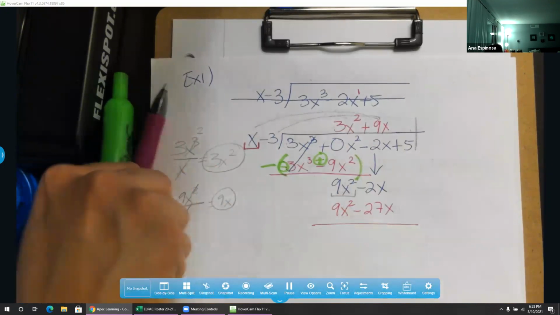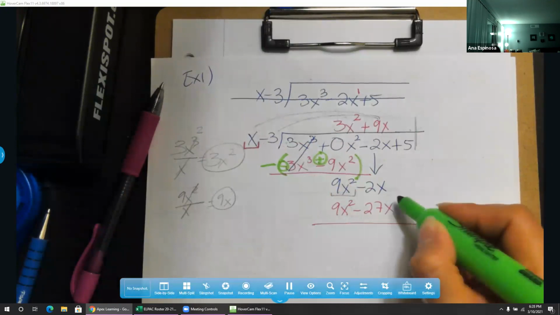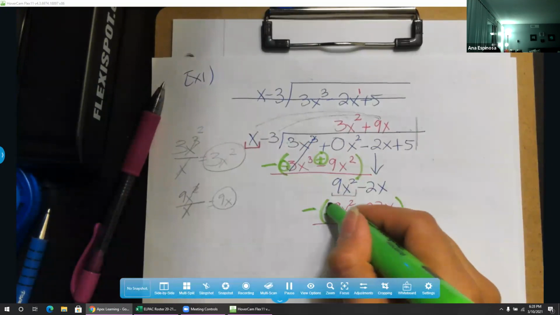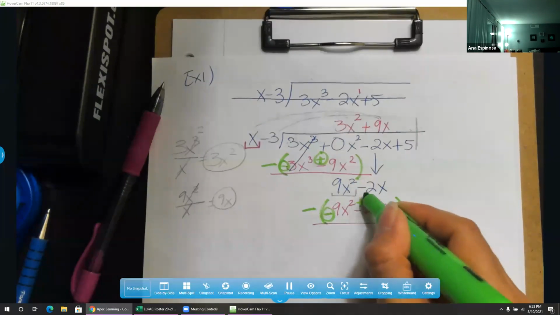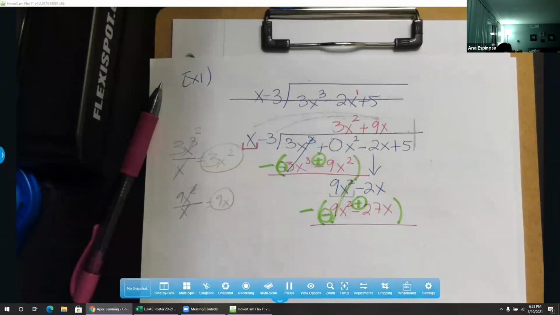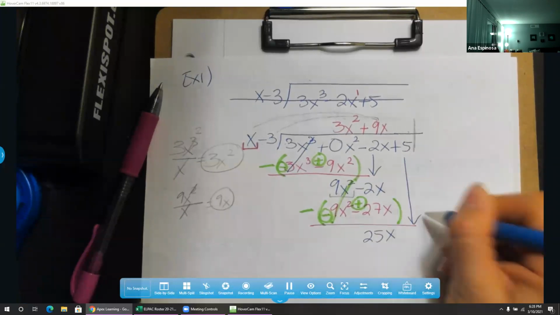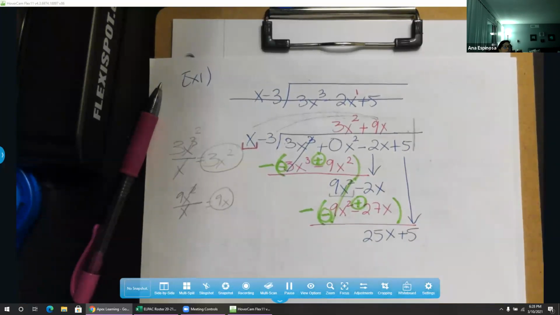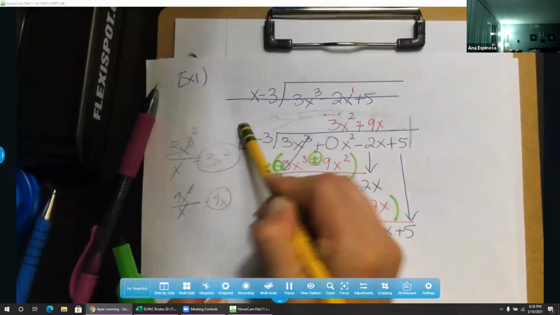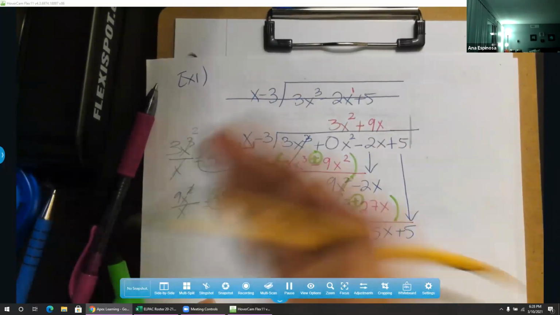Draw my line. If I add straight down the way it is, I'm going to get more x squareds. So that's not the point. The whole point is to start canceling. So I'm going to subtract. Okay. This changes that positive to a negative, and that changes to a positive. That cancels that. Where's my blue? Okay. And that gives me 25x, and bringing the next part down. Take my pencil. Erase that. And erase this.